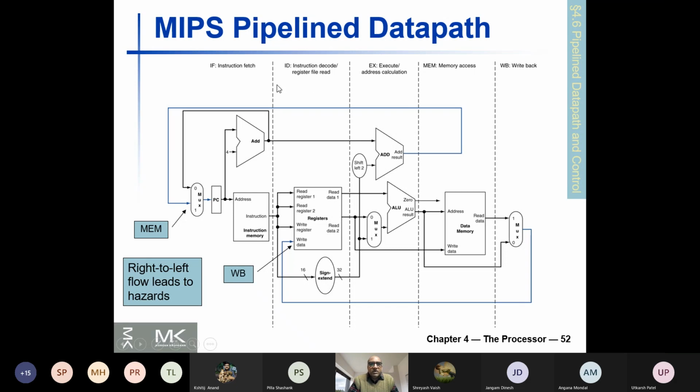For that purpose, we can use the same data path of a single cycle, but split this single cycle data path in a phased manner, stage by stage. For instruction fetch, whatever resources are required will be in phase one. For decoding and fetching the registers, whatever resources are required will be in stage 2, the instruction decoding and register fetch stage. And likewise for the execution stage, whatever data path components are required.